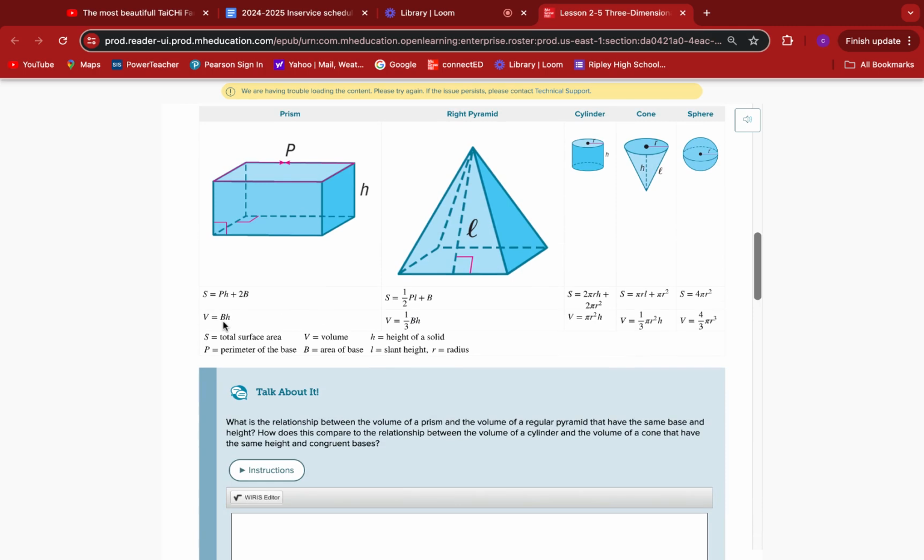And again, if you're wondering, well, hang on, how'd you know that? B is the area of the base. Now remember, the base here is this rectangle, which is just length times height. And then you have the height of the prism.